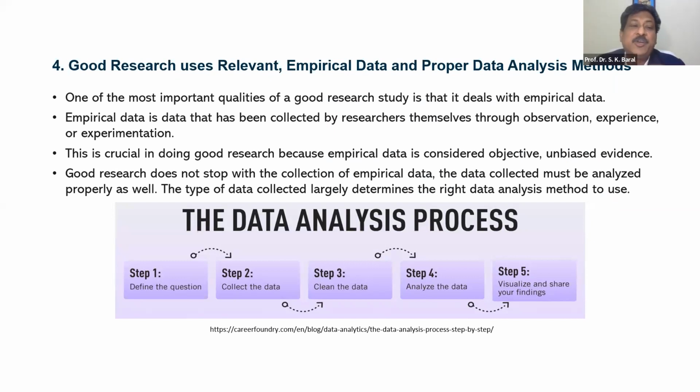analysis method. So the most important quality of a good research study is that it deals with empirical data, observation. I mean to say, in that way, your experimentation will be taking place. So it is crucial for doing good research, because empirical data is considered objective, unbiased evidence. And when the data analysis process comes, a good researcher believes in the relevant use of research through empirical data and proper data analysis method.